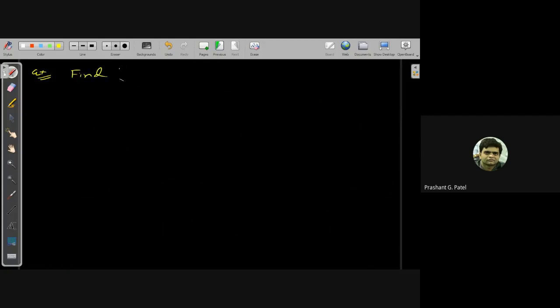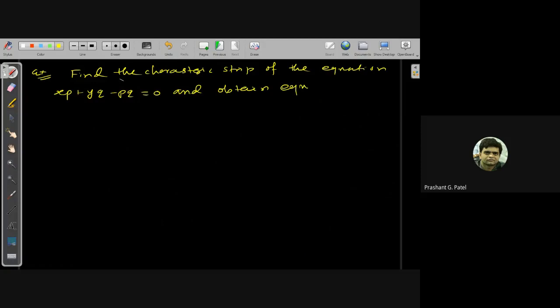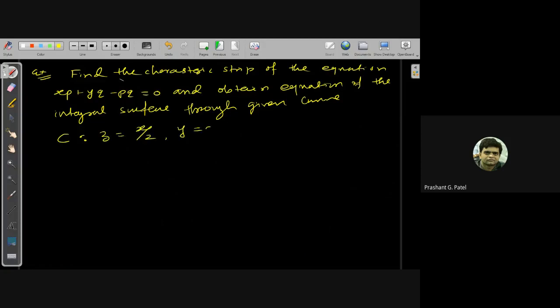Question is, find the characteristic equation, or sorry, characteristic strip of the equation xp plus yq minus pq equal to 0, and obtain the equation of the integral surface through the given curve C: z is equal to x by 2 and y is 0. So this is the initial curve that is given.